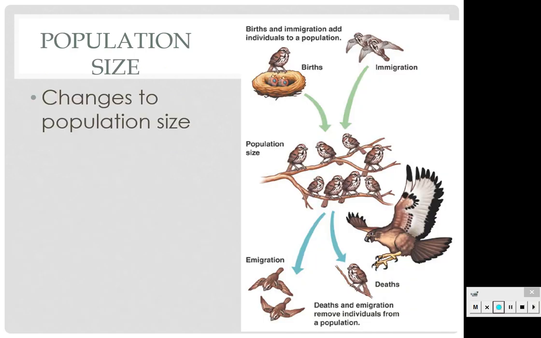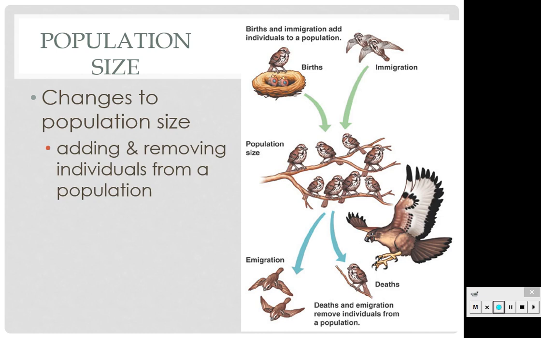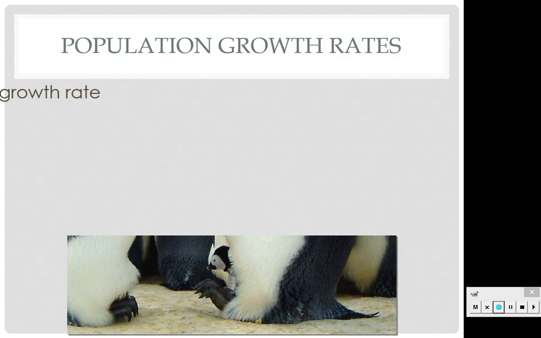Okay, population size. Changes to population size: adding or removing individuals is going to change your population size. This can be from birth, death, immigration, and emigration. Immigration is moving in, emigration is moving out. Birth increases, death decreases. Immigration increases, emigration decreases.